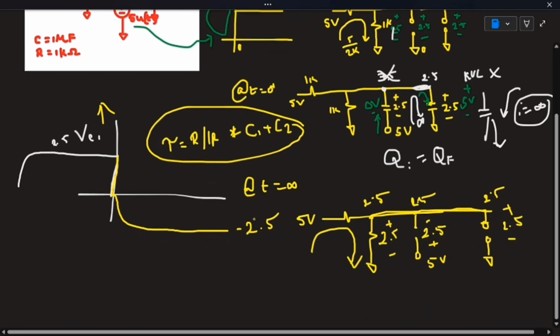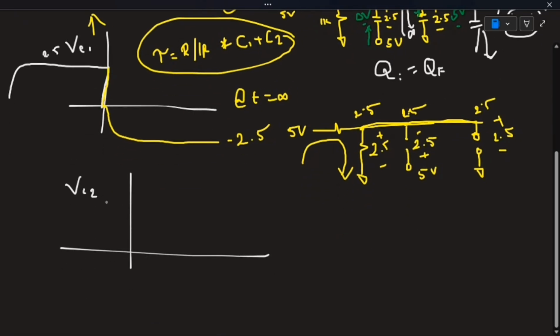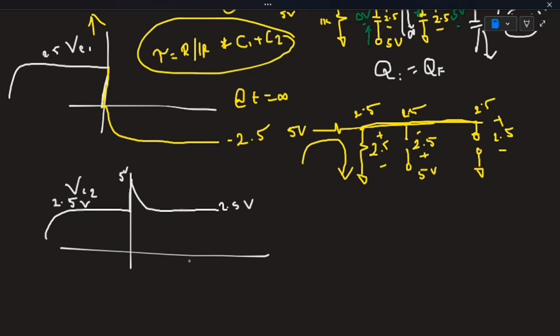Now let's see the graph for VC2. Before time t equal to 0 it will be settled at 2.5 volt, and after that instantaneously it will reach 5 volt, and from there it will discharge again to 2.5 volt. This is how it will retain its position at 2.5 volt.